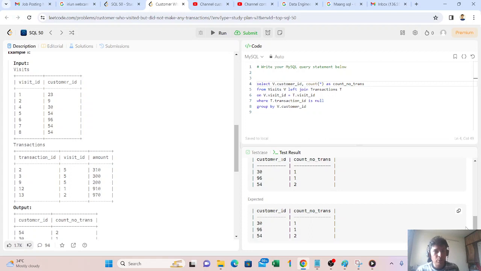You can pause the video anytime, practice it, and then come back to this video and see if your solution matches or if there's any error you can see from this. So I hope you had a good learning session on this question.